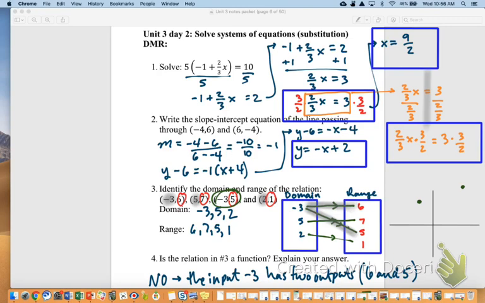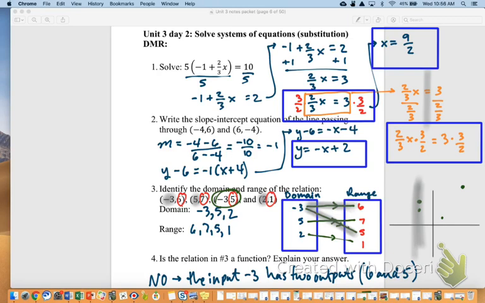(-3, 5) would be about here. And (2, 1) would be, I don't know, right about there. Do you see how a vertical line would hit both of those points at the same time? So the vertical line test would tell us that it hit 2 points on the graph at the same time, therefore not a function.